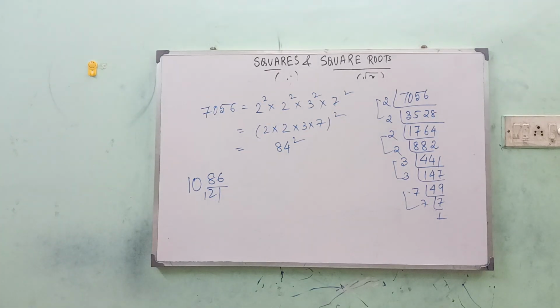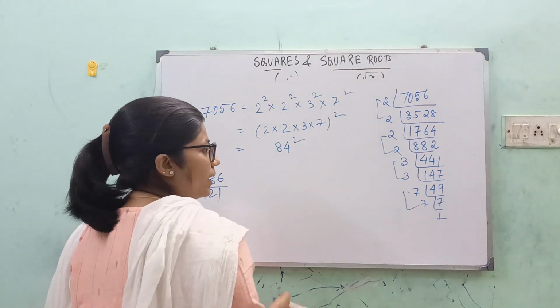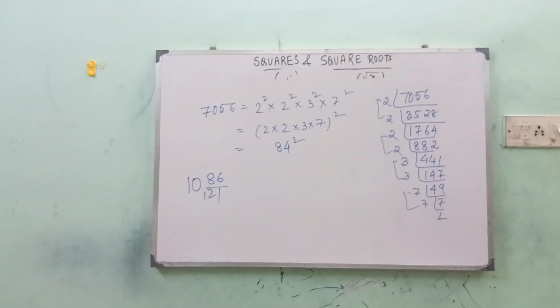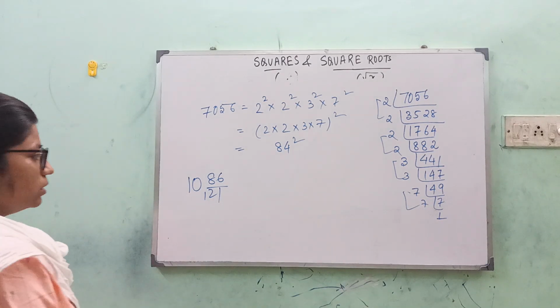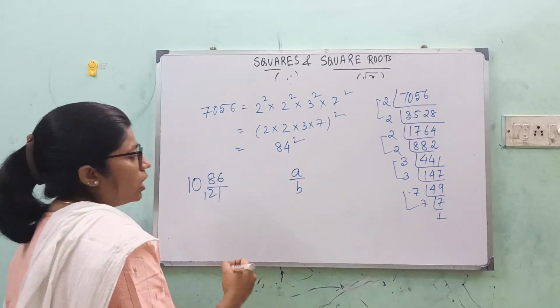1086 by 121. So you can see that this is a mixed number. So remember, if you have to find out whether a given fraction is a square of another fraction or not, how do we do it?